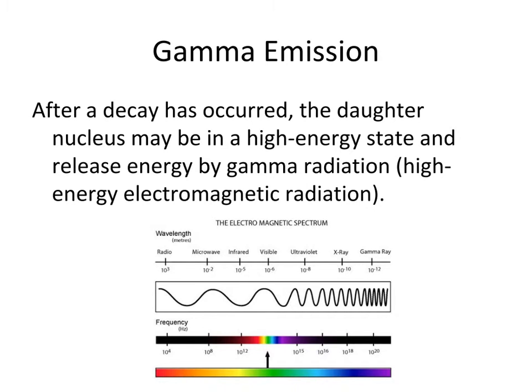Gamma emission involves, not surprisingly, the release of some electromagnetic radiation in the form of gamma waves, or gamma rays. So after decay has occurred, the daughter nucleus may be in a high energy state and release energy in the form of gamma rays. It would have to be a high energy state because gamma rays are very high energy waves. That's why they're way over here. Very short wavelength means very high energy. So gamma rays have such a high energy, you don't want to be around them.